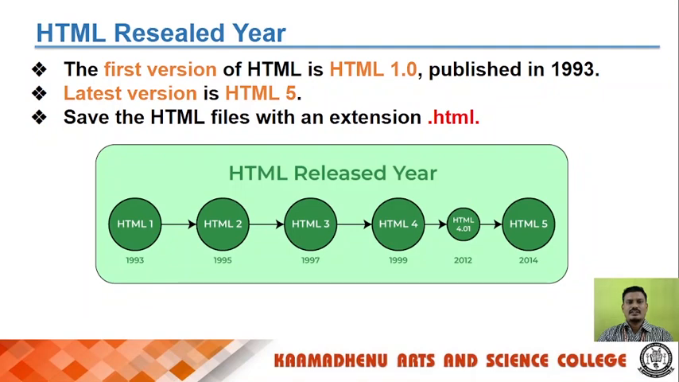In this slide, we are going to see about the HTML release years. The first version of HTML is 1.0, published in the year 1993. The latest version is HTML5. It can be saved in files with the extension .html. In this image, the HTML release years are shown from HTML versions 1, 2, 3, 4, 4.01 and 5.